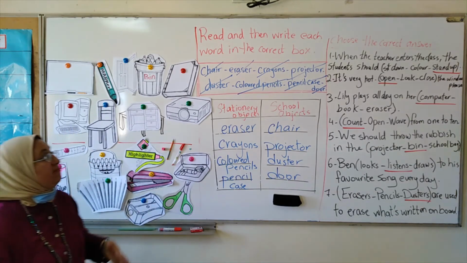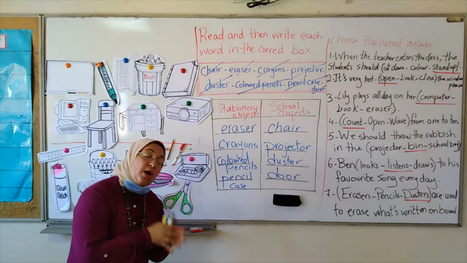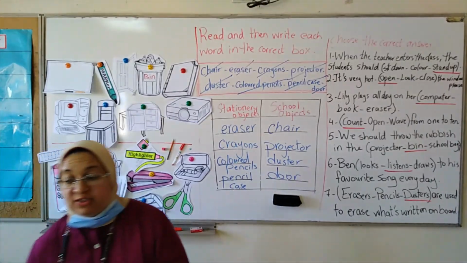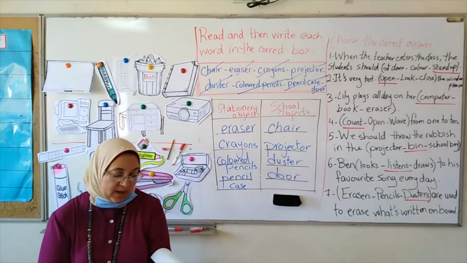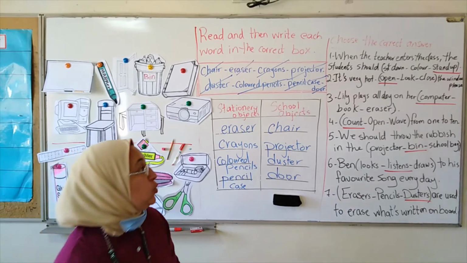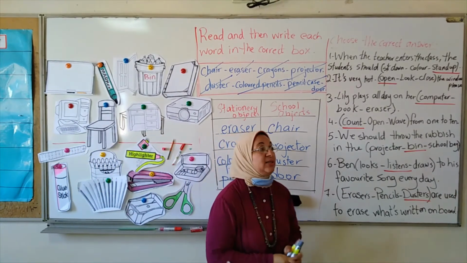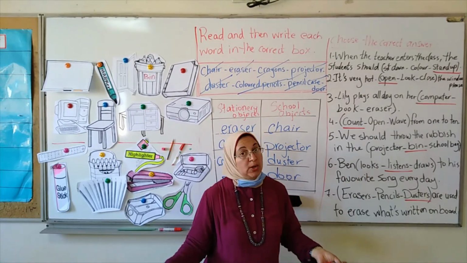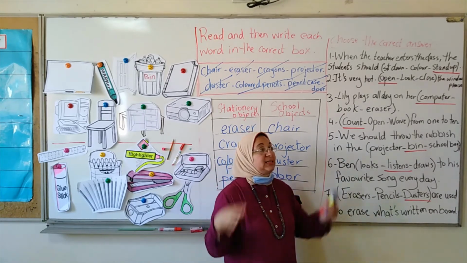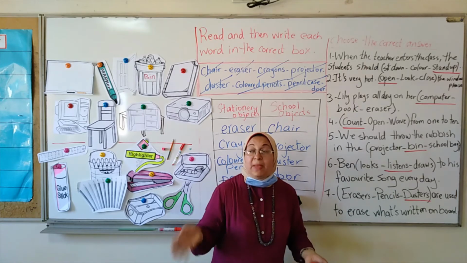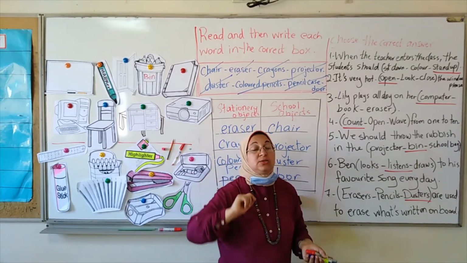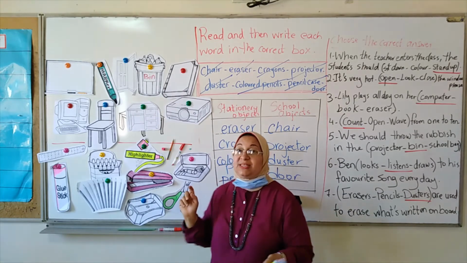Again, we said we have something called stationary objects and we have other things called school objects. We said the school objects are the things that we find here inside the school and we don't take them with us at home. Just leave them here. Okay? I can see them here or I can use them here in the class, but I don't take them with me at home. So it's like what?